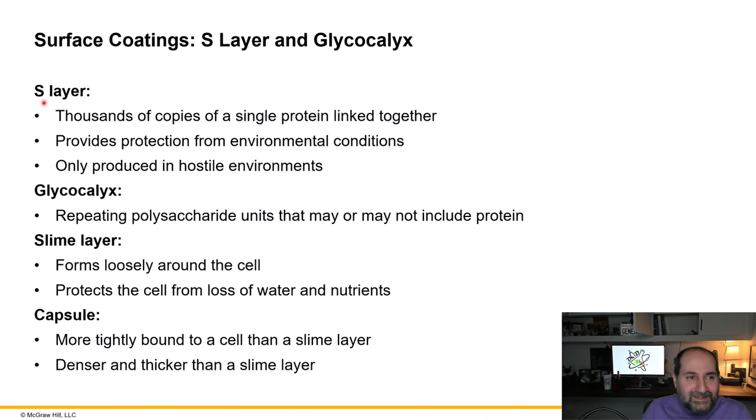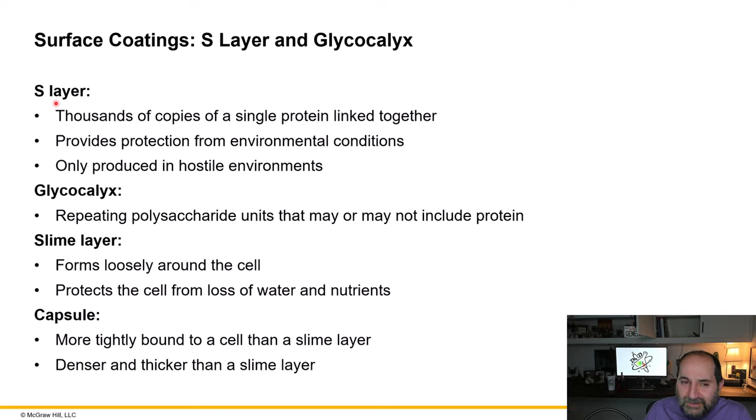So again, S layers are usually found on organisms that live in hostile environments. So a lot of times you'll find these S layer surface coatings on archaea.